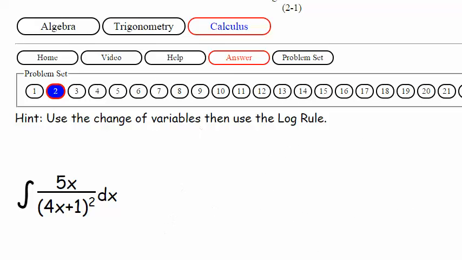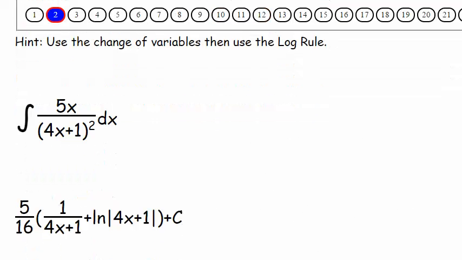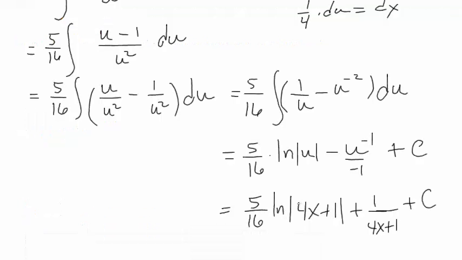Go ahead and hit the answer button there. Let's take a look at that. So we have 5/16, and did I have parentheses around all that? Uh-oh, I see something fishy. There should have been parentheses around everything, but 5/16 times c is just another constant, so that's not necessary. But I should have had parentheses around all that, so we have to really be careful about that.